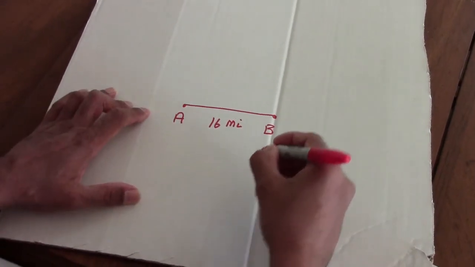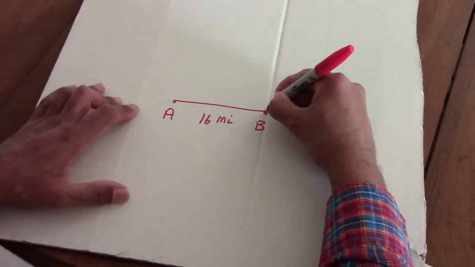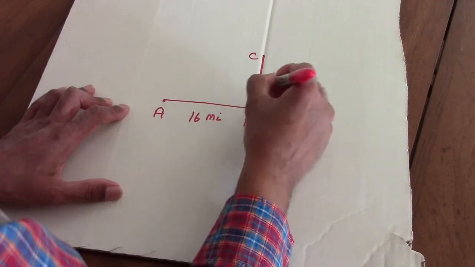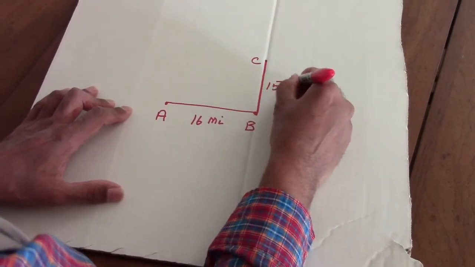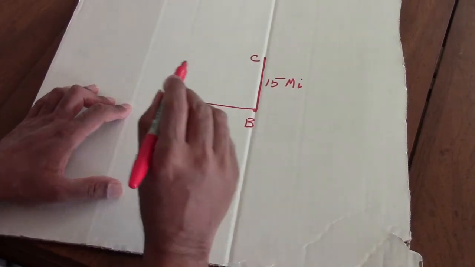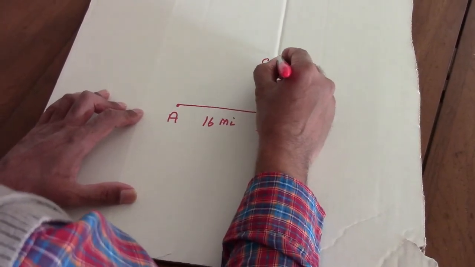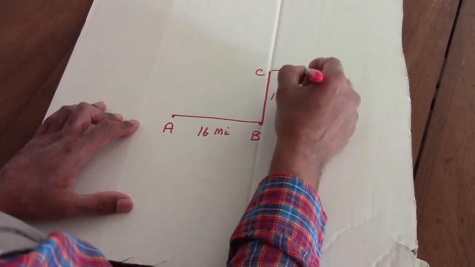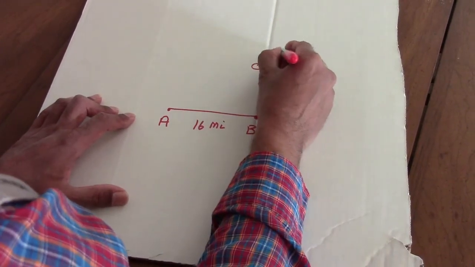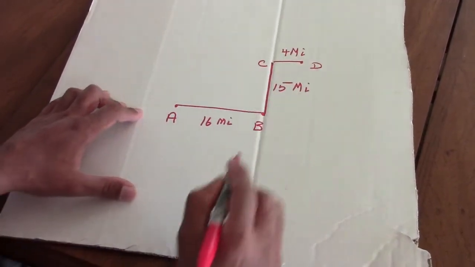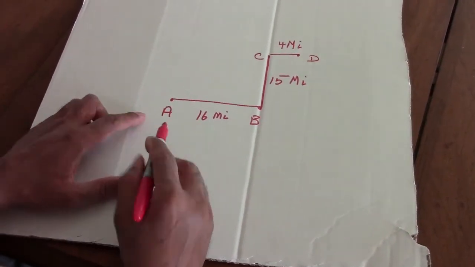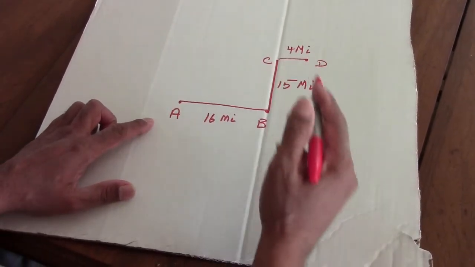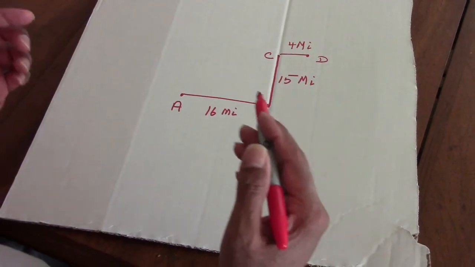And then he travels directly north from point B to point C, a distance of 15 miles. And then from the point C, he travels directly east to the point D, a distance of 4 miles. So this individual has traveled a total of 16 plus 15 plus 4, which is 35 miles.